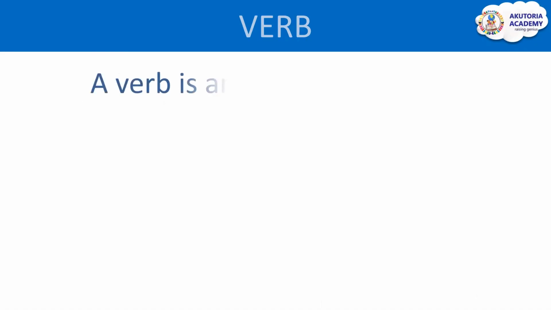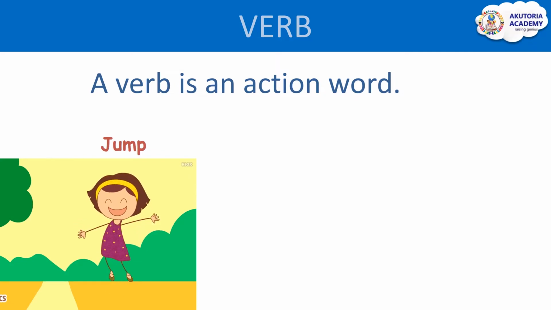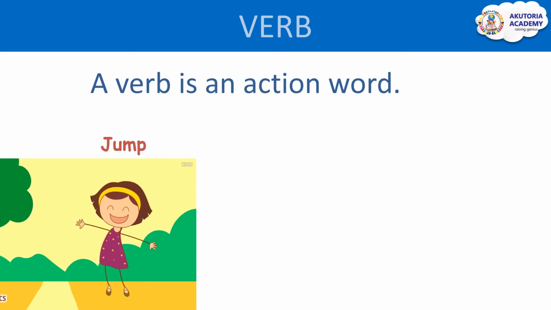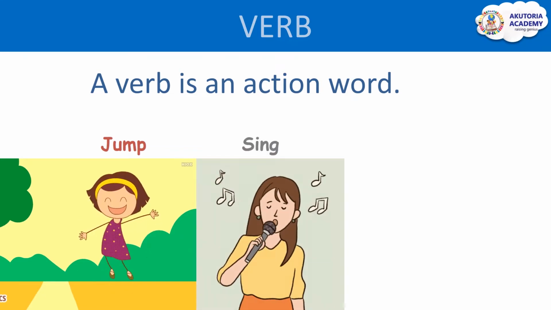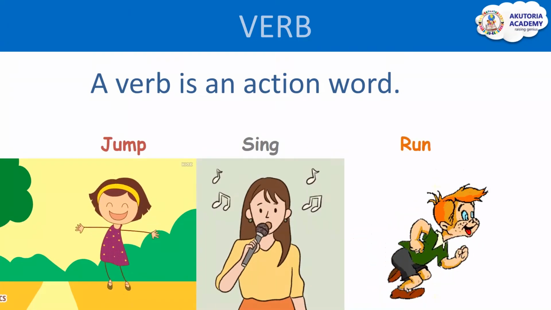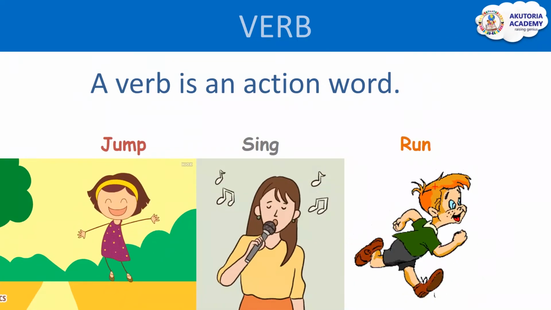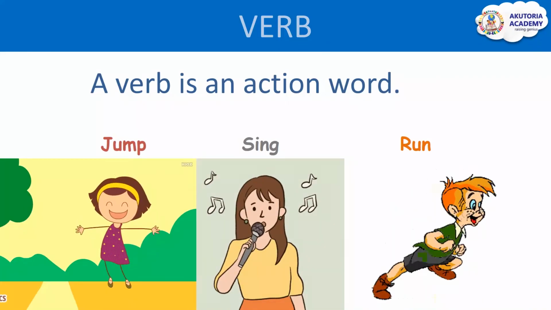Now what is a verb? A verb is an action word. Let's see examples of verbs. We have jump. It's an action word. You can see the girl is jumping. We have sing. Sing is an action word. The lady is singing. Run. Run is an action word. The boy is running. So a verb is an action word.